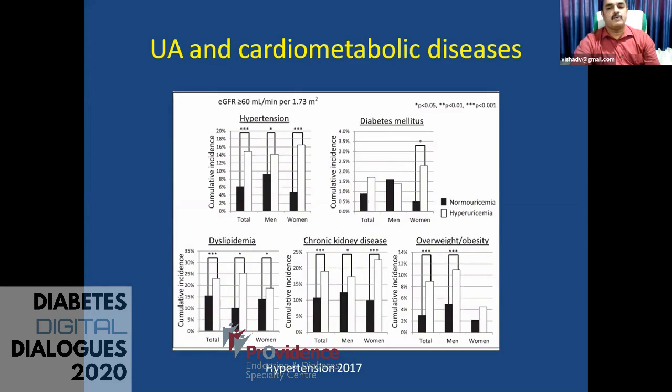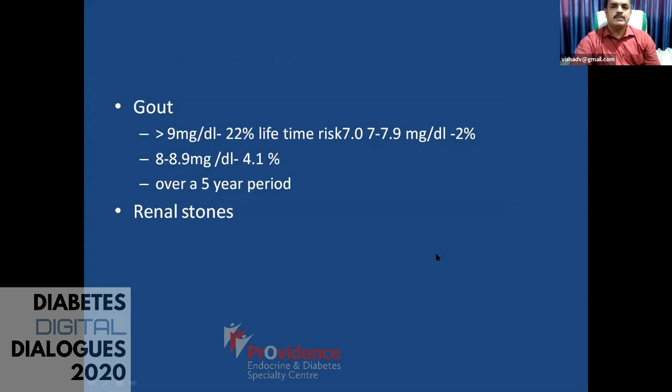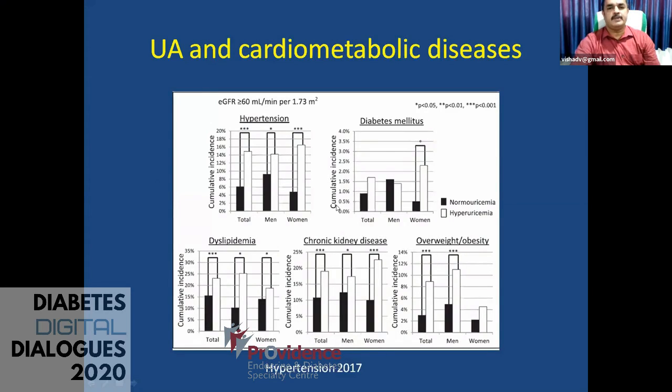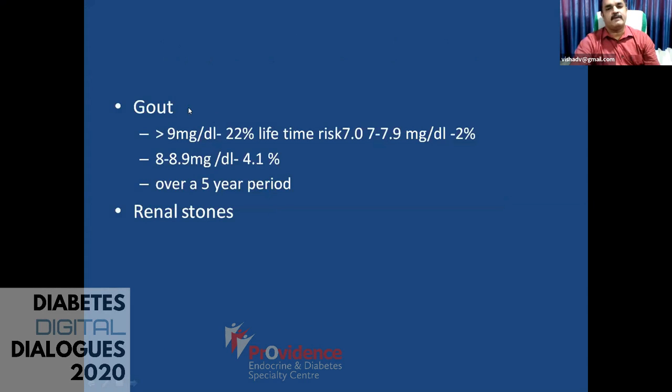And what they found was that patients with high uric acid had an increased incidence of hypertension, diabetes, dyslipidemia, and chronic kidney disease, and they tended to become obese over the follow-up period. So yes, patients with high uric acid can have an increased risk of developing any of these complications. In addition, these patients also have an increased risk of developing gout.